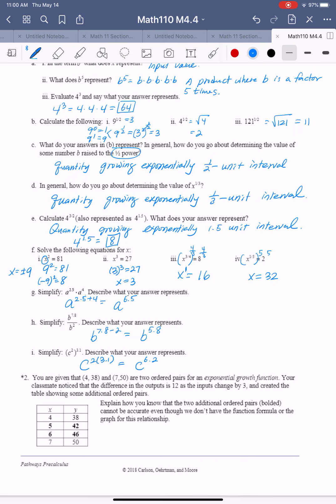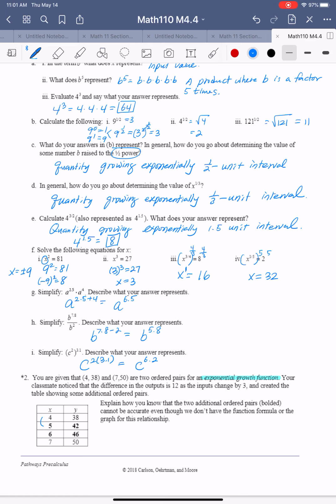All right, number 2. You are given (4, 38) and (7, 50) as two ordered pairs for the exponential growth function. Your classmate notices that the difference in output is 12 as the input changed by 3. Create the table showing some additional ordered pairs. Explain how you know that the two additional ordered pairs, bolded, cannot be accurate even though we don't have a function, formula, or graph, because we need to make this an exponential growth function, which means not linear.